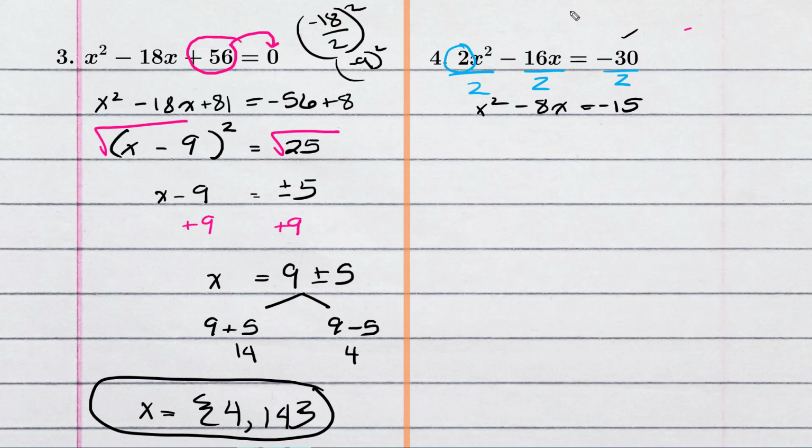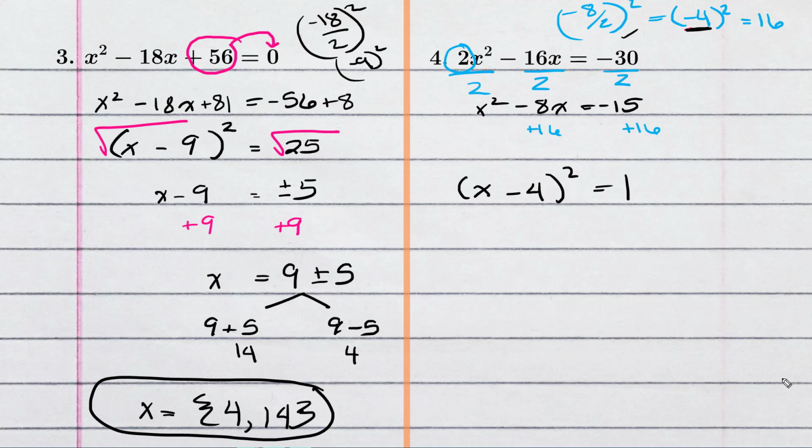Now I'm going to take negative 8, divide it by 2, and square it. So that's going to be negative 4 squared, which is 16. That's what I'm adding to both sides. So plus 16 on both sides. And so when I factor the left-hand side, I end up with x minus 4 squared is equal to 1.